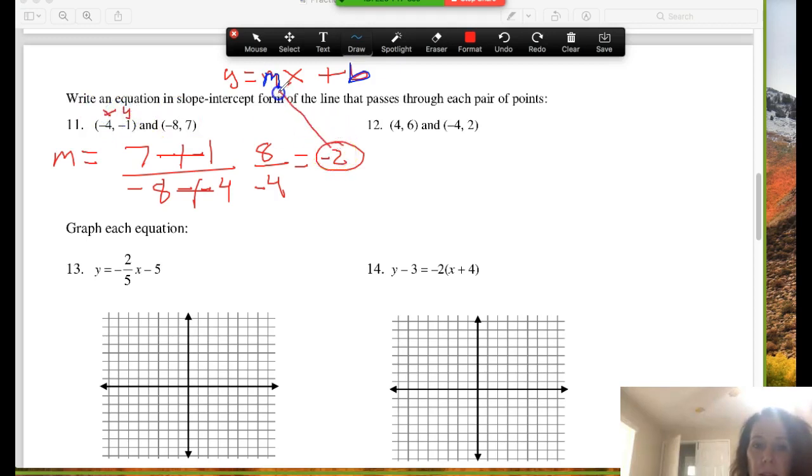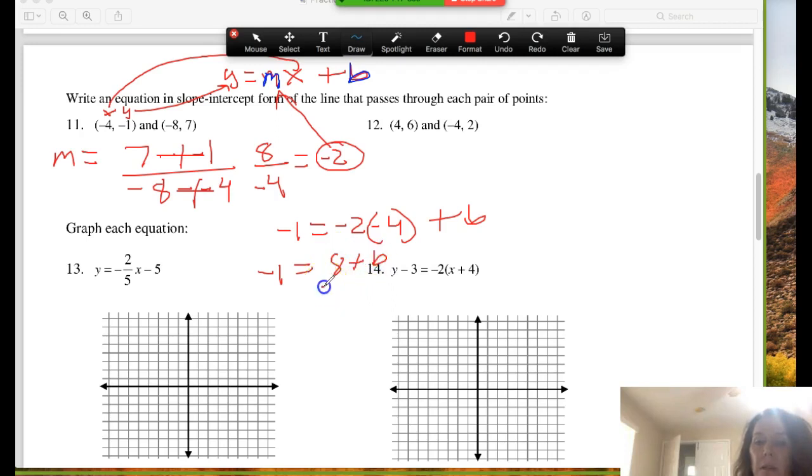So I have an x and a y. I just plug them in so I can figure out what b is. My y is going to be -1 equals my slope is -2. My x is -4. And now I can figure out what b is. So I'm going to go -1 equals -2 times -4 is +8 plus b. I don't know what b is still. Subtract 8 from both sides, and you're going to get -9 equals b.